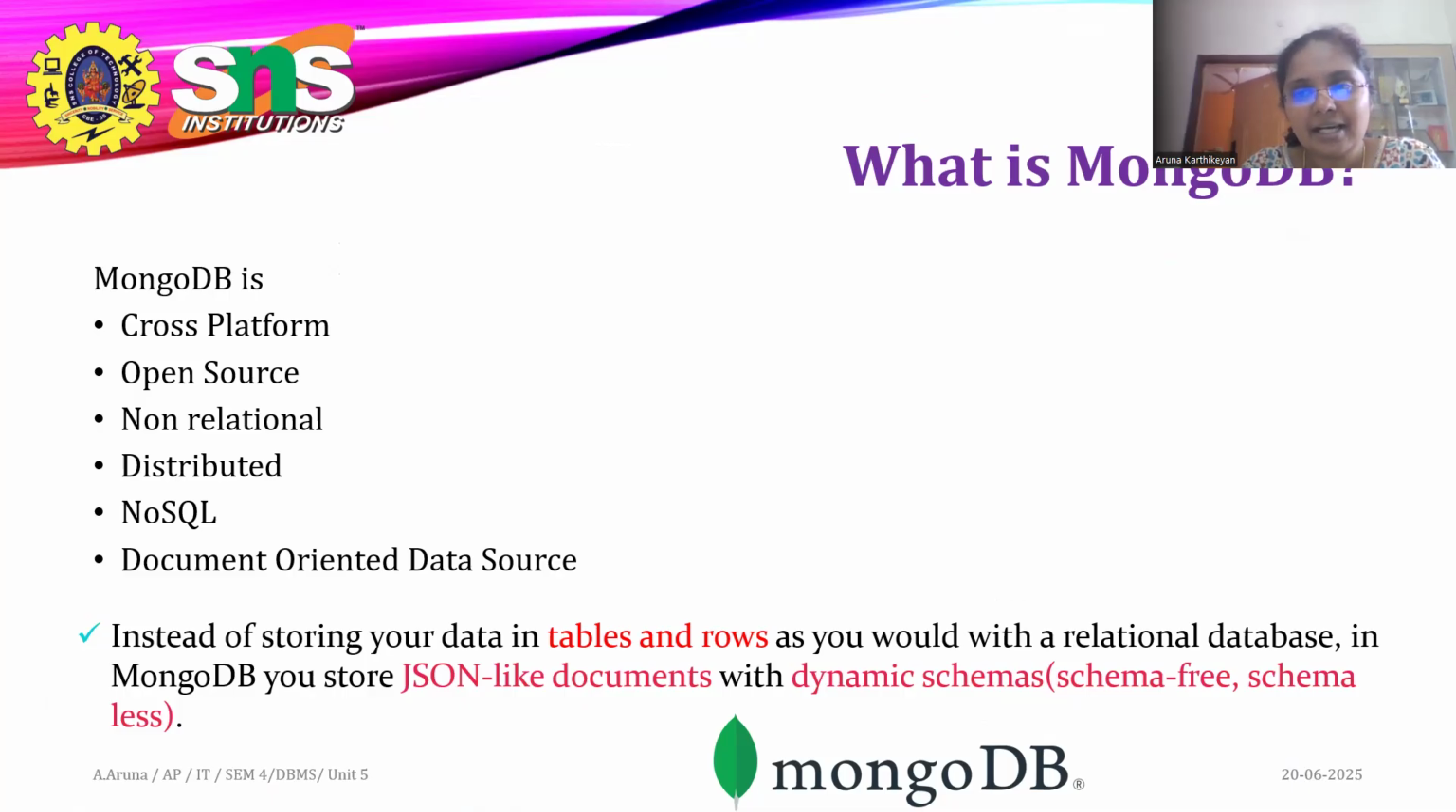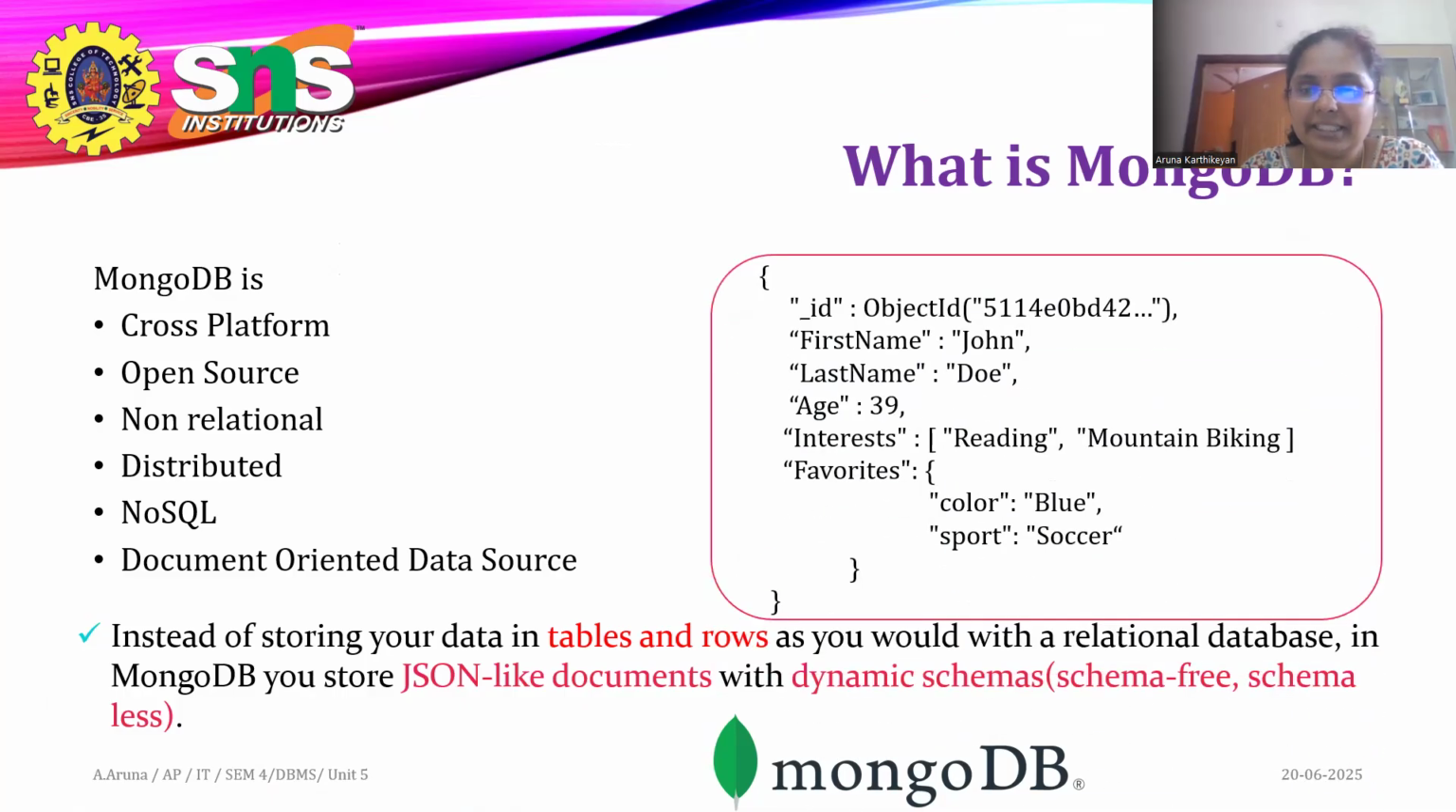But in relational databases, all my data is stored in terms of tables. A table contains rows, and those rows we can call tuples. So it is just the opposite because it has a dynamic schema, that is, a schema-less or schema-free architecture. How the data is stored means it will look like JSON. How the data is available in JSON, similarly the data is stored.